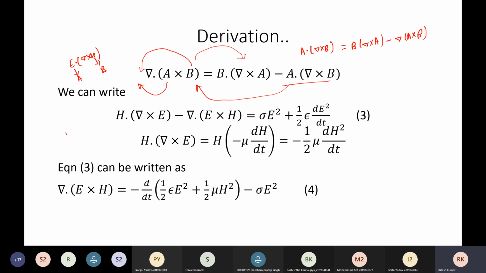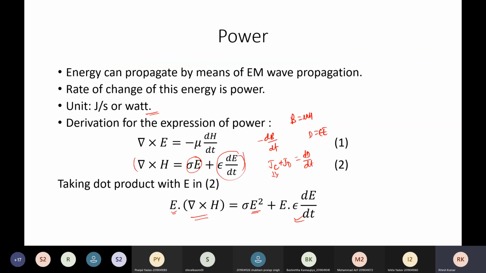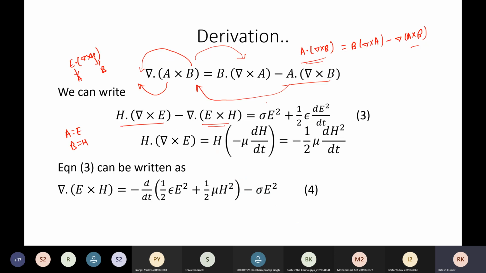Now instead of A, what are we taking? E. And instead of B we are taking H. So see, this expression can be written as B curl of A, so H curl of E, minus divergence of A cross B, so E cross H. Now this should be equal to, see the right side term, what is sigma E squared? So we have written it as it is, sigma E squared.